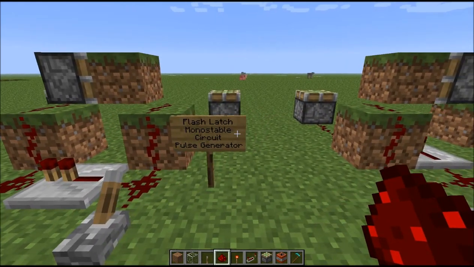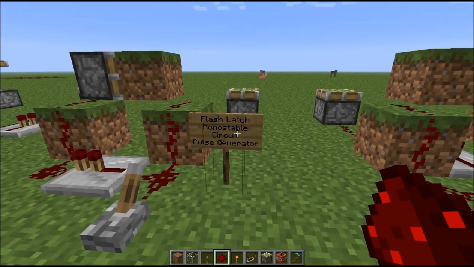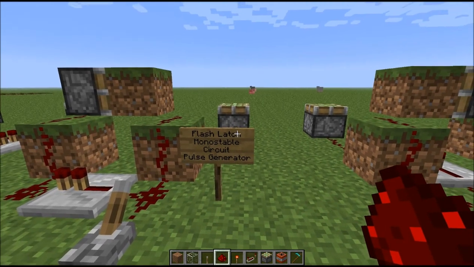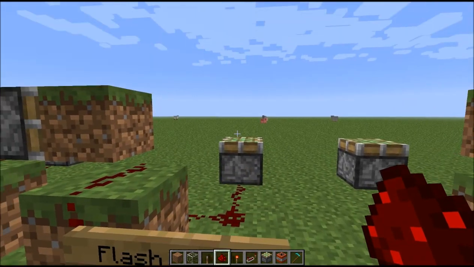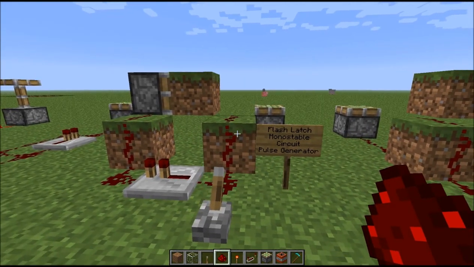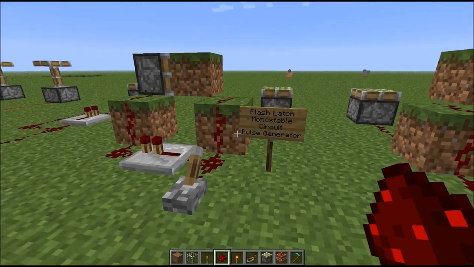This is what I call a flash latch. Other people call it a monostable circuit or a pulse generator. The reason I called it a flash latch was because the first time I tried this I had a torch on the end and I was just experimenting with redstone and I figured this out. I thought it should have a name, so I called it a flash latch.